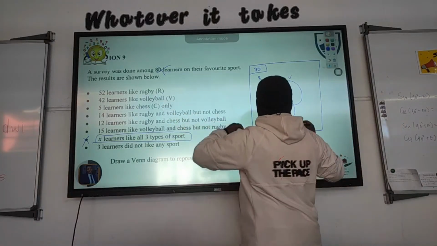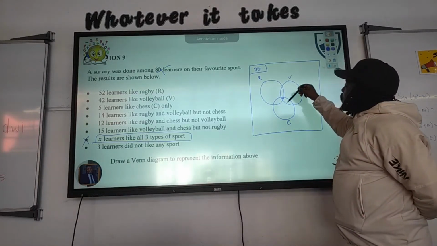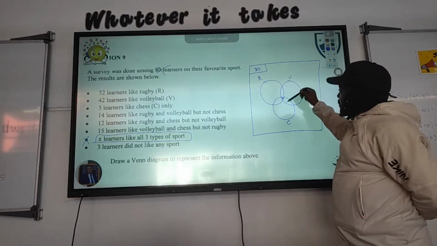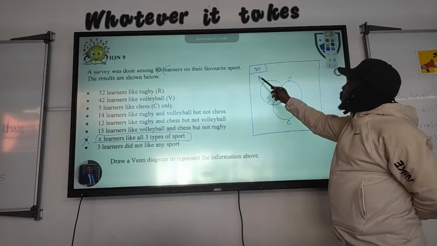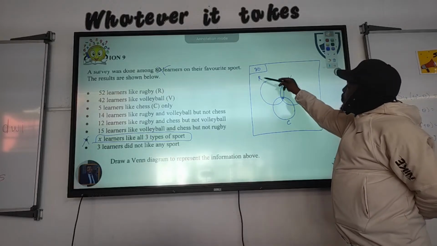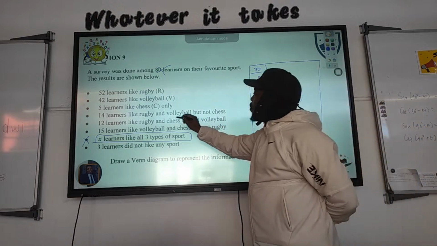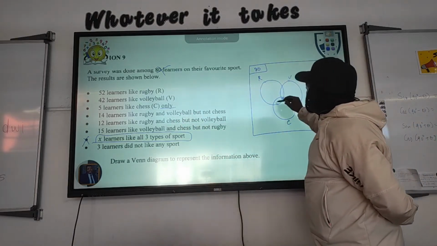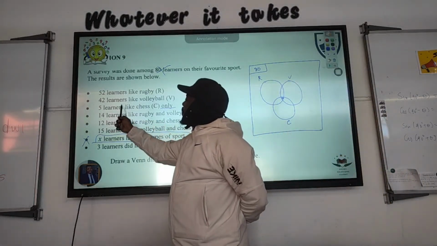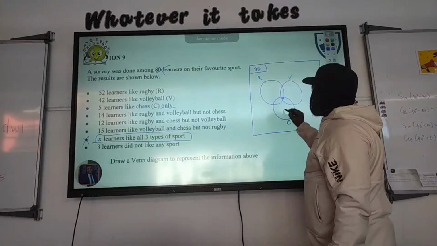When you say only, remember in an intersection, this intersection means that these are the learners who are taking volleyball and chess only. This part will mean these are the learners who are taking rugby and volleyball only. This intersection will be the learners who are taking rugby and chess only. So if you have a keyword like only, it means that this will be fine. If they say, for example, 5 learners like chess only, then I know that I need to have 5 learners this side.